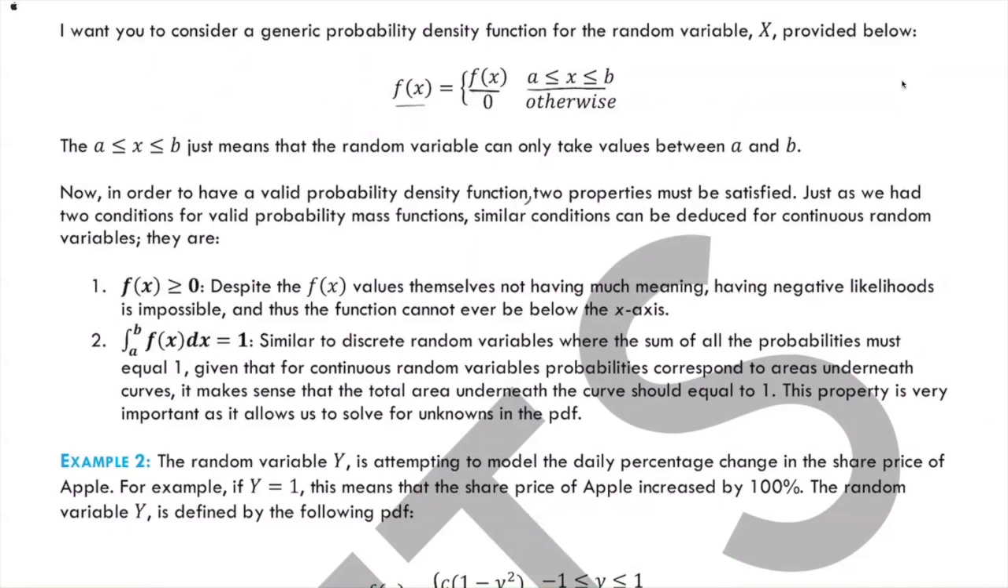So, two properties must be satisfied. Just as we had two conditions for a valid PMF, or probability mass function, we have similar conditions for a PDF. For a PMF, each probability has to be between 0 and 1, and if you add up all of the probabilities, it should equal 1.